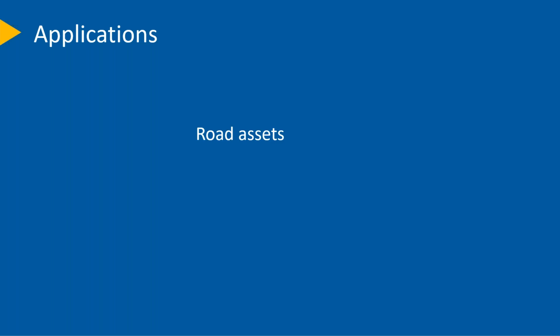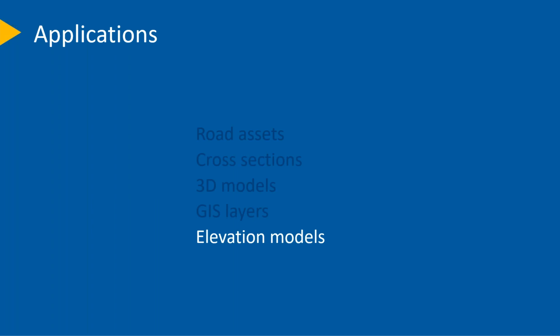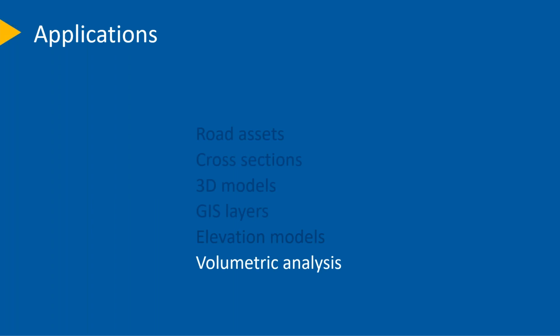Now, applications. I mentioned road assets such as road signs, overpass clearances, cross sections of roads or utility corridors, 3D models, GIS layers, elevation models, or volumetric analysis. Another example is a company I talked to a while back. They're scanning open pit mines, and they'll scan these on a regular basis just to compare the volume of material that's being moved around.